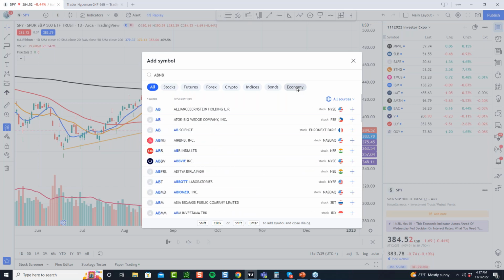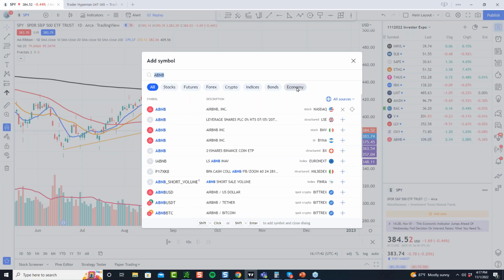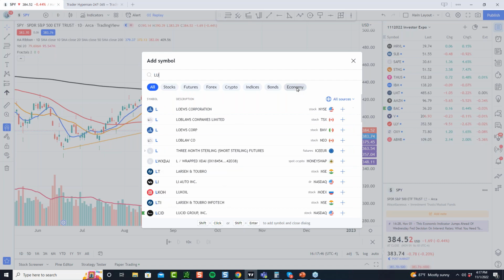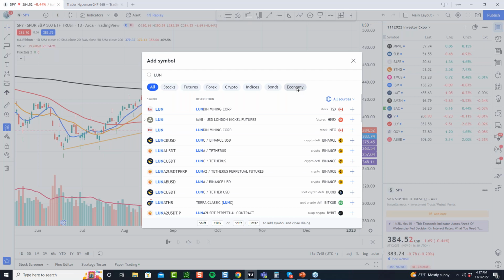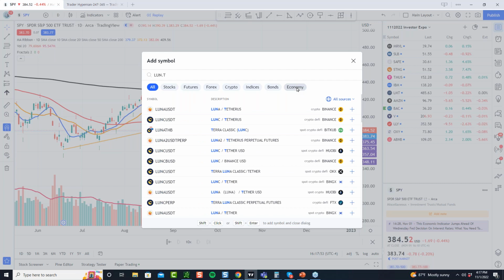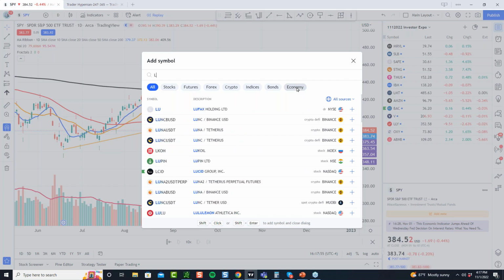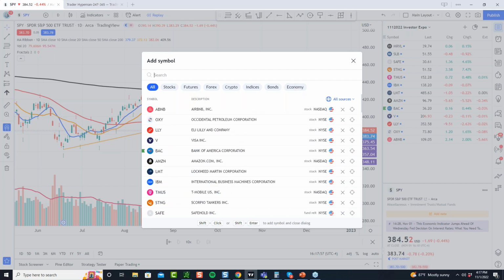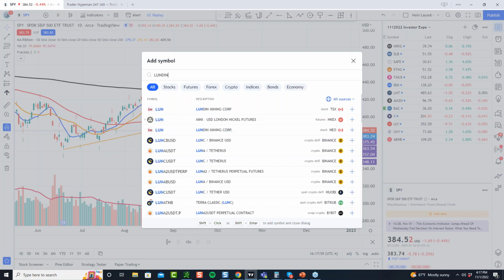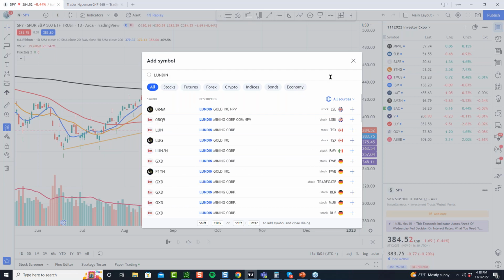Airbnb. Oh, Mike, is that the right symbol? LUN? Oh, London Mine. Oh, okay, there it is. Oh, it's on the TSX. All right.